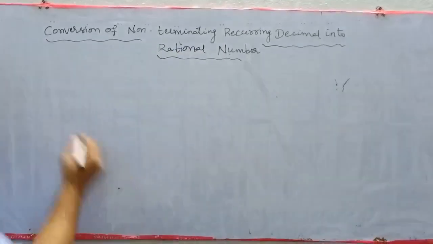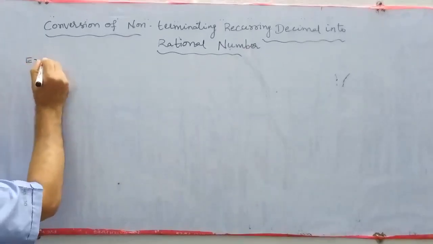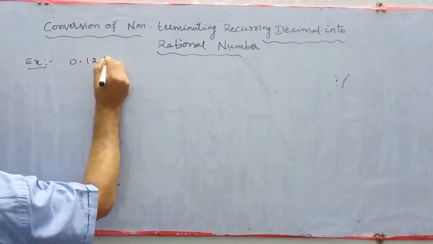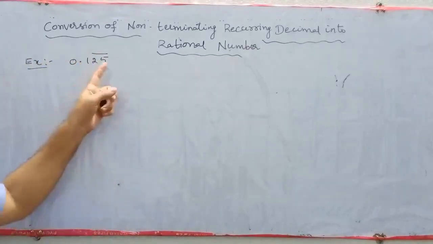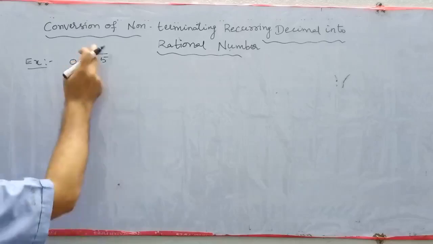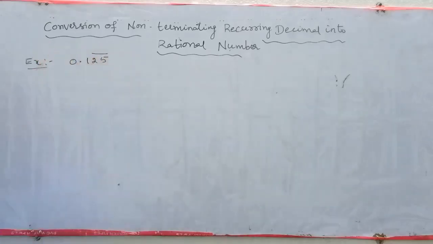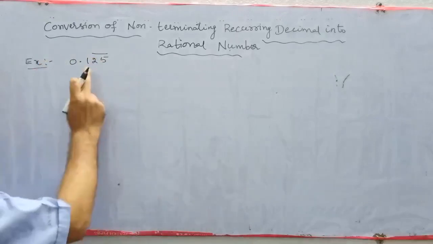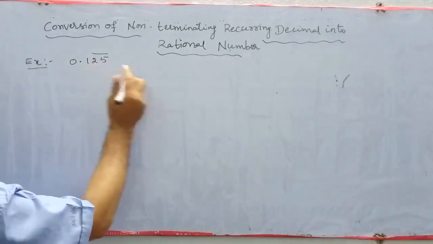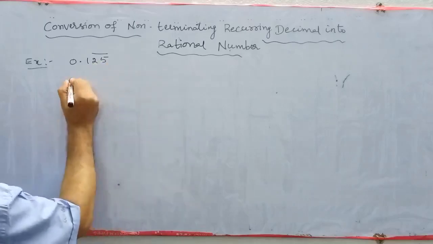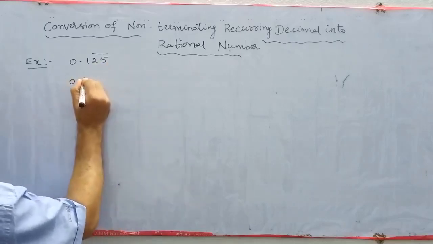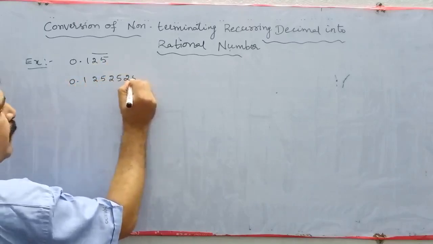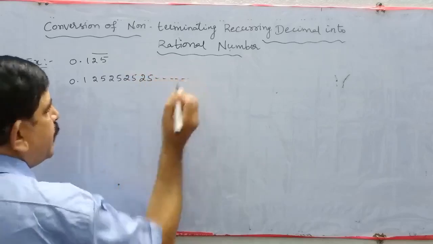Okay, for example, 0.125 bar, here 25 bar. We have to write this 0.125 bar into p by q form, that is nothing but a rational number. Here 25 is the recurring part. So this can be written as 0.125252525 and so on.